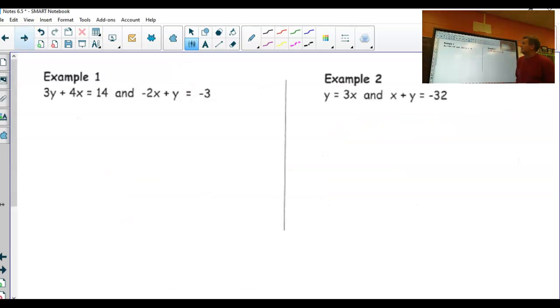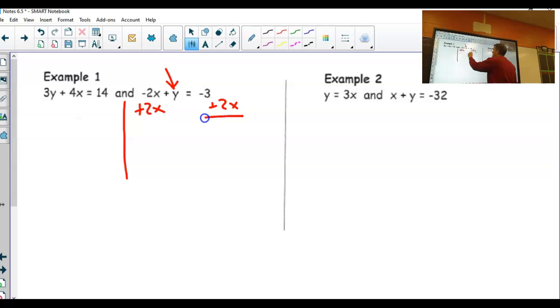All right, so I have an example here, and of course, in my example, a variable is not by itself already, but it looks pretty easy to me to get this y by itself, because that y does not have a coefficient. And I would get that y by itself by adding 2x to both sides, and I would get y equals negative 3 plus 2x. And now I have a variable by itself, and here comes the key to the substitution method.